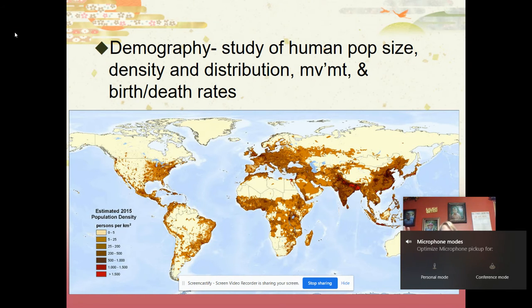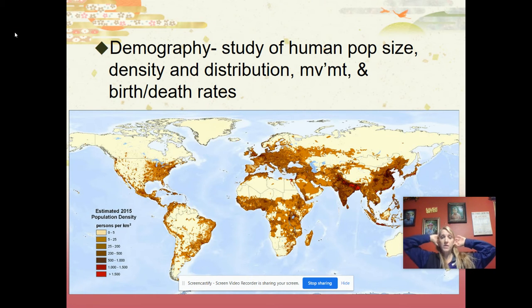Hi, I am Mrs. Jardine, and we are going to talk about 4.2 in your biology book, which is about all this demography and stuff. So demography is the study of human population size, density, distribution, movement, birth, and death rates.